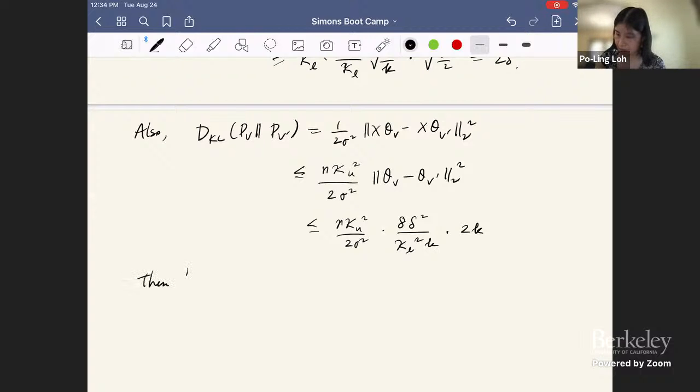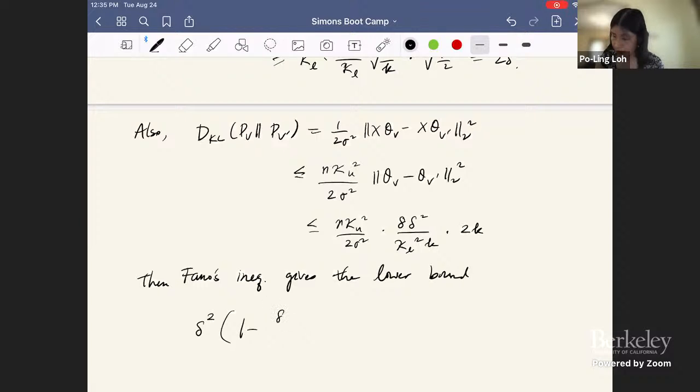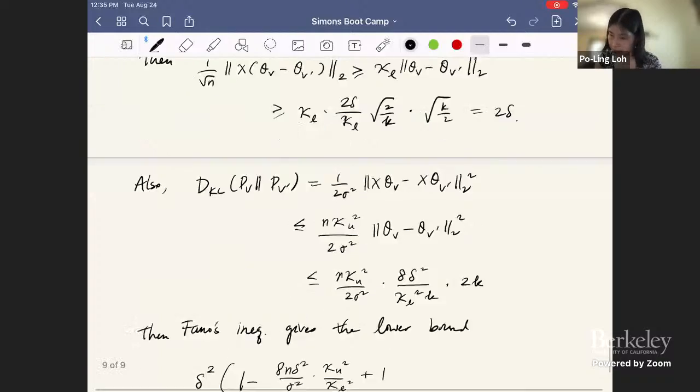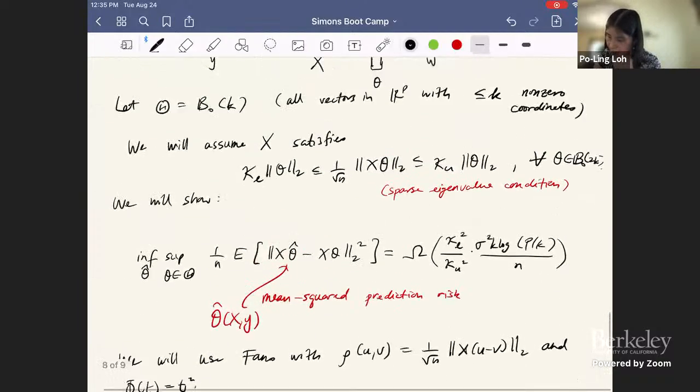So then Fano's inequality gives the lower bound. Okay, so I have my delta. I square it because phi was the squared function. I have 1 minus my upper bound on the KL divergences, which here should be 8 times n delta squared over sigma squared times kappa u squared over kappa L squared, plus 1. And then the size of the set here was, there's the size of the set.